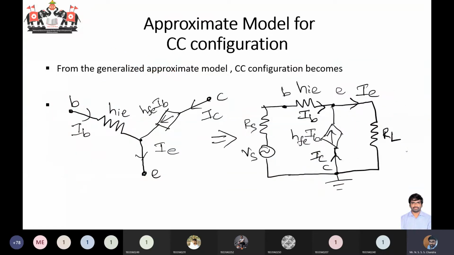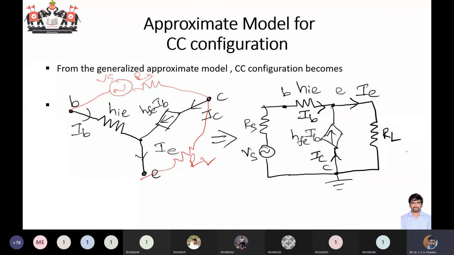Similarly, if you are going for a common collector configuration, you know that you need to give the input between your base and collector. So there should be your voltage source with resistance Rs between these two terminals, and you need to connect your load resistor RL between your emitter and collector. So you will be connecting your RL over here.